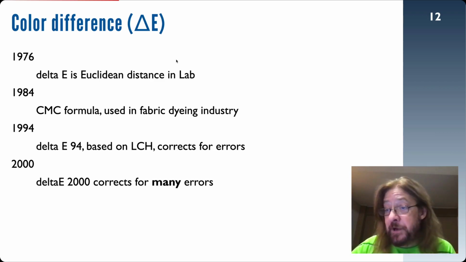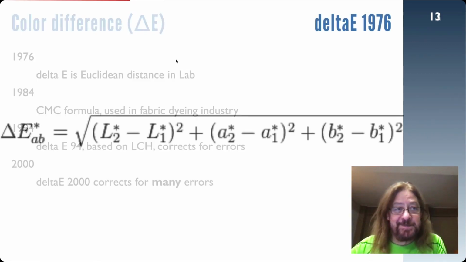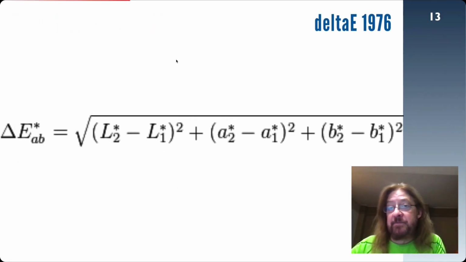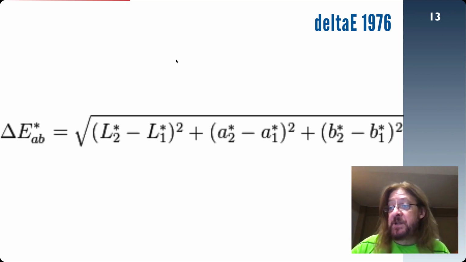Now, a word of warning. I'm about to deploy formulae. But don't worry, and just judge them by the size, not by the content. Okay, deltaE 76, root sum of squares, easy, but not very good, it turns out, because our assumption of uniformity is only approximately true.